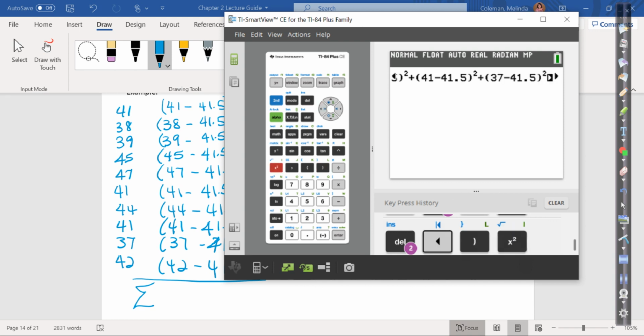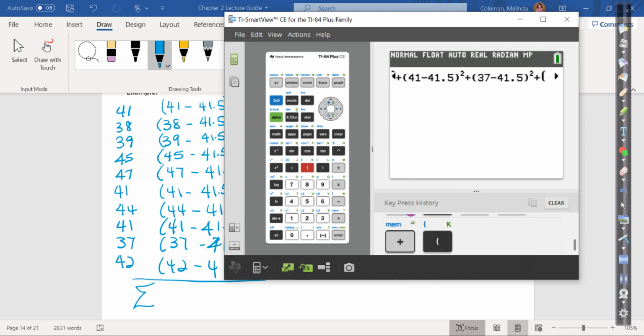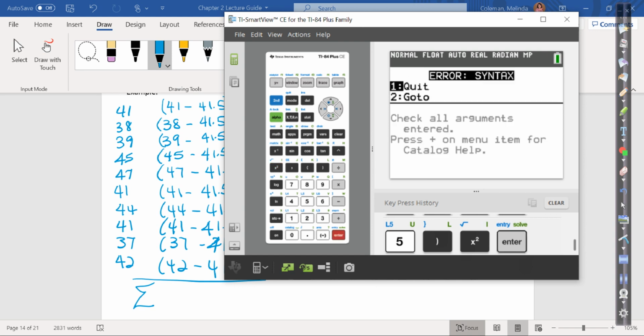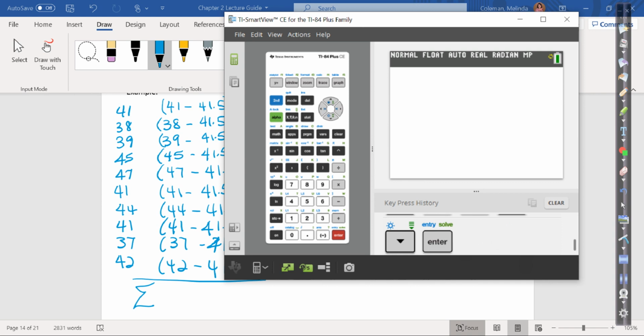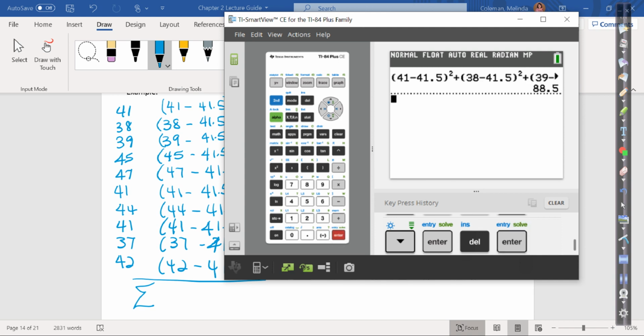Now square it plus, almost done, 42 minus 41.5 squared equals, uh-oh, now I have an error. Go to my error. Oh, I just want to delete that. Okay. Hit enter, and I end up with 88.5.